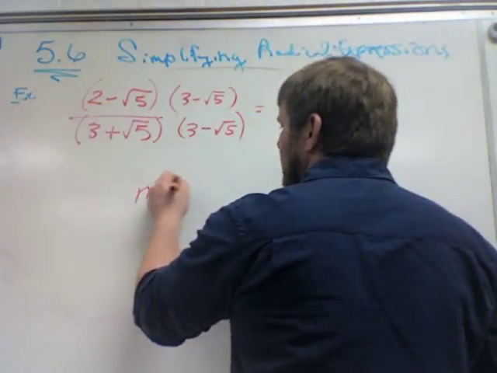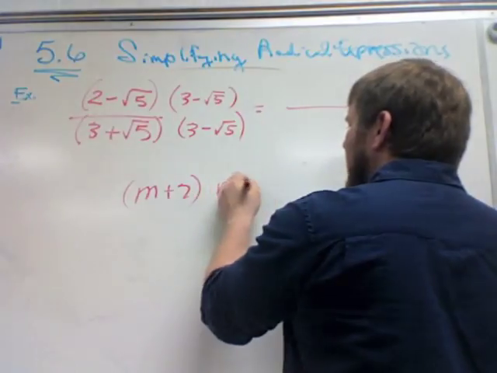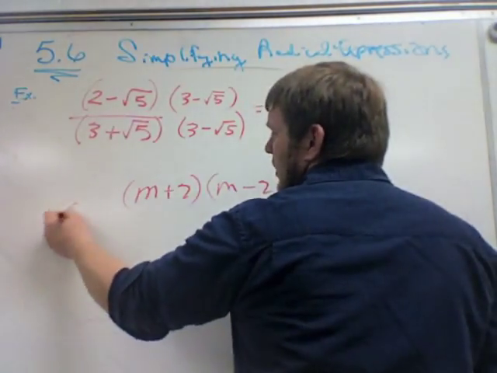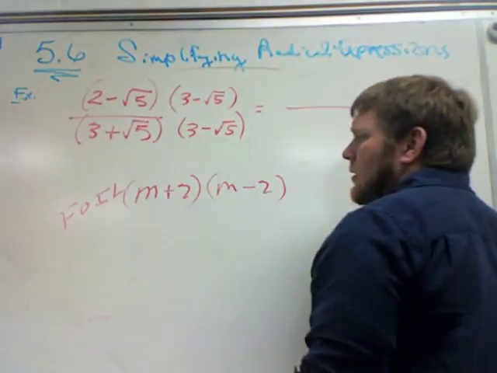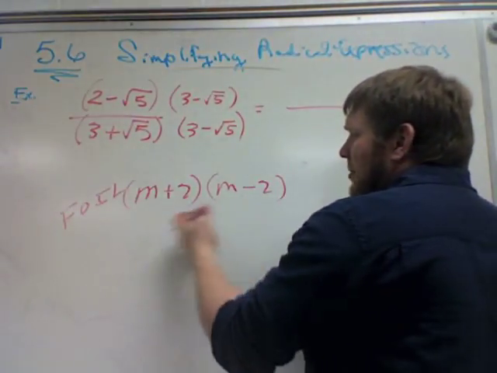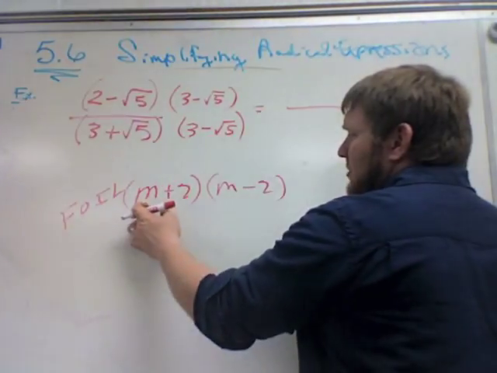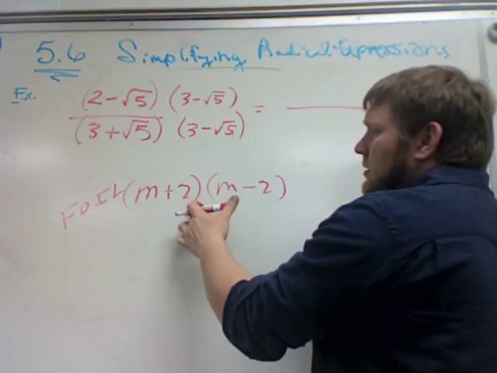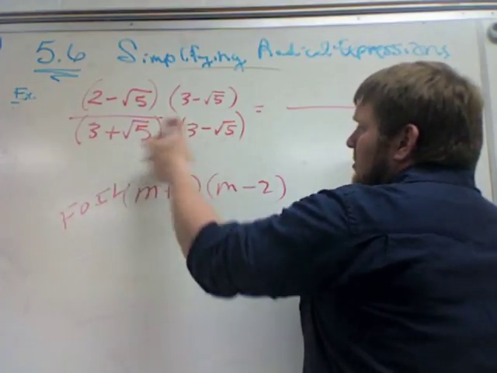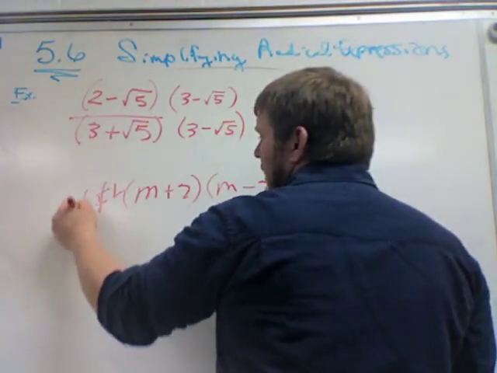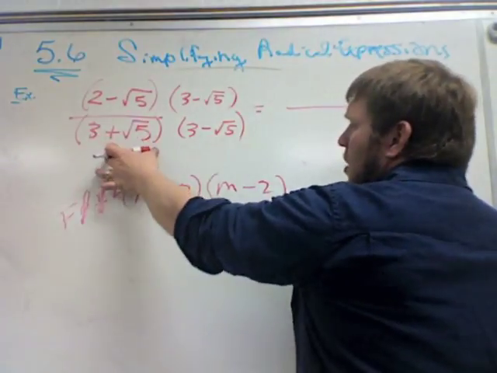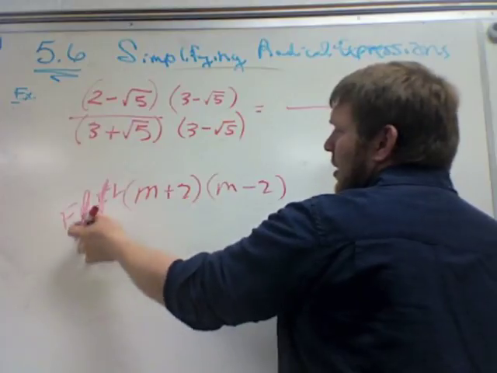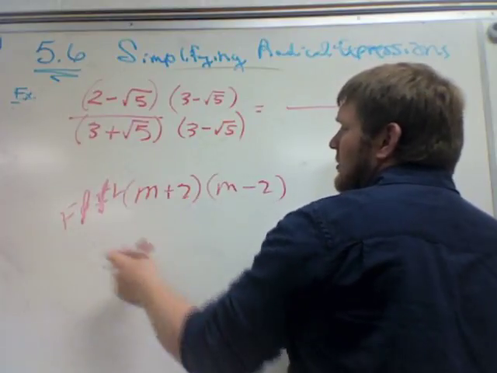If I were to take m plus 2 times m minus 2 and FOIL that, what happens to my O and my I of foiling? They're the same variables, right? But what happens to them? My outside terms, I have negative 2m. My inside terms are positive 2m. They cancel out. Same thing happens up here. So I don't need to worry about those two. If you know that you're multiplying or foiling together something like this, don't worry about O and I. Just worry about F and L. Okay?